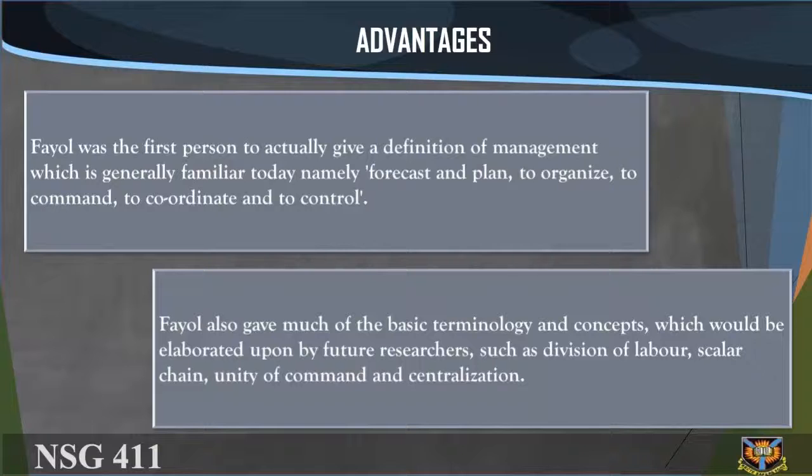1. Fayol was the first person to actually give a definition of management which is generally familiar today, namely forecast and plan, to organize, to command, to coordinate, and to control. Fayol also gave much of the basic terminology and concepts which would be elaborated upon by future researchers, such as division of labor, scalar chain, unity of command, and centralization.